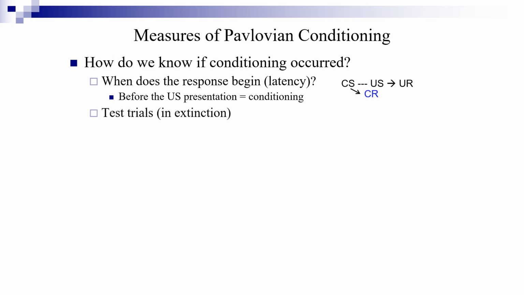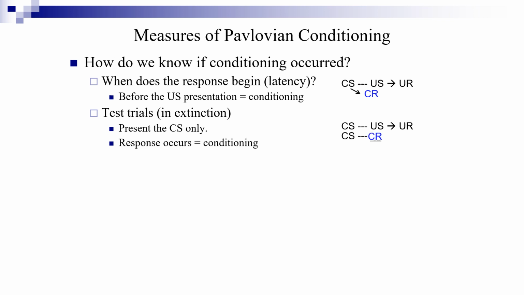And we do this in test trials. So this is what we are taking a look at when we're doing test trials, and we also call these extinction trials. These are trials in which we just present the CS only. We present the CS by itself, and this is occurring after we've had some pairings of the CS with the US. So we present the CS by itself and no US, and we want to see what happens, if we get a conditioned response or if we don't get anything. And if we get a conditioned response, then we would say that conditioning has occurred.